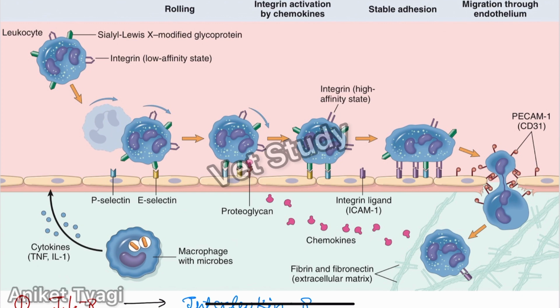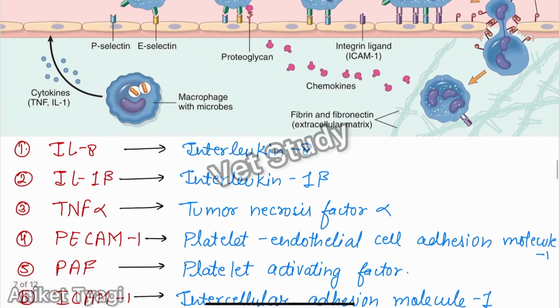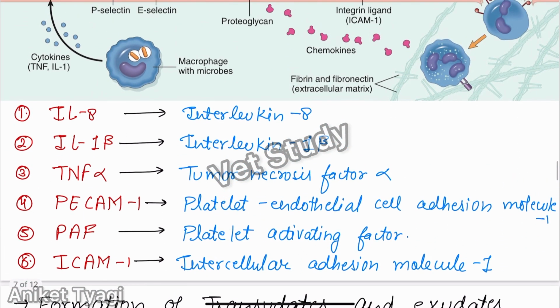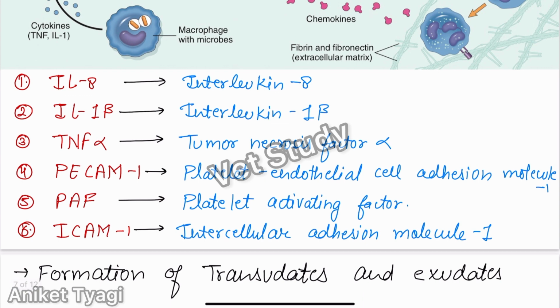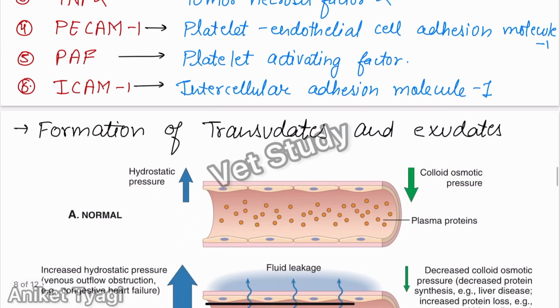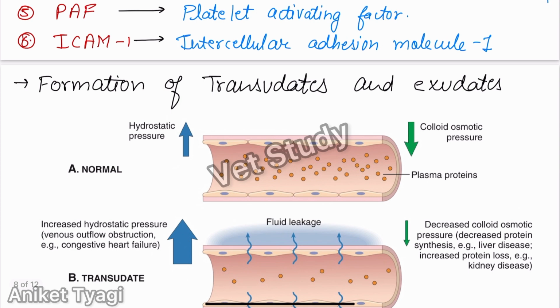You just have to remember that there are different receptors which will bind to endothelial cell receptor, and there is movement or rolling along the endothelial lining, and then this leukocyte will exit like this, only this much. So there are several chemicals involved in this process, like IL-8, interleukin 8, IL-1 beta, interleukin 1 beta, TNF, PECAM, platelet endothelial cell adhesion molecule, platelet activating factor, ICAM, intercellular adhesion molecule. So there are different ones, but you are not required to remember all these for your university point of view, right?